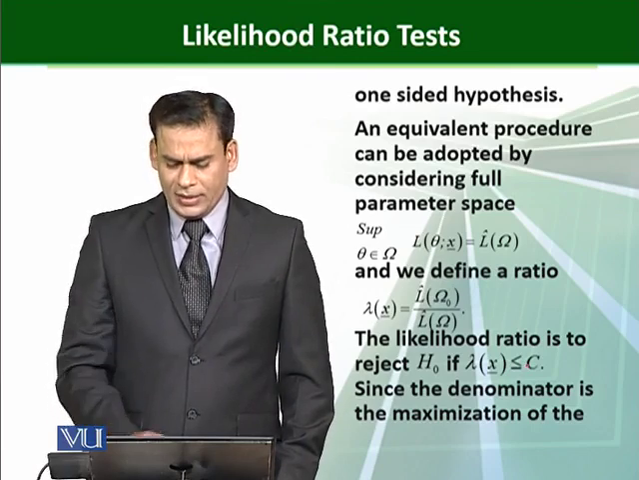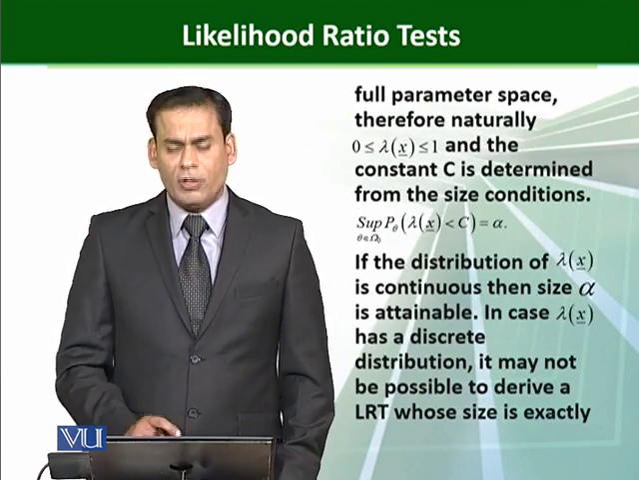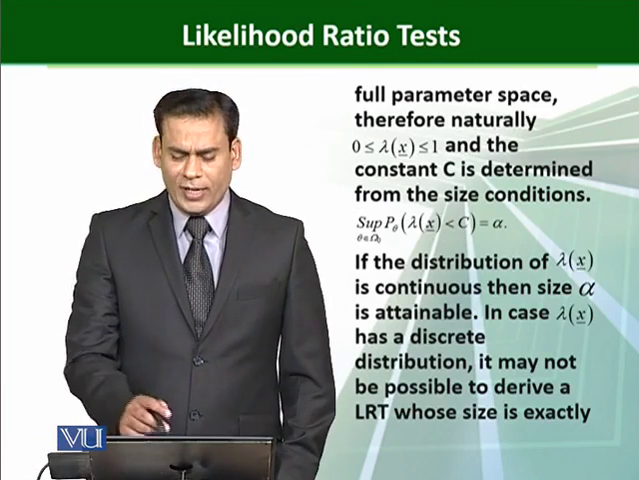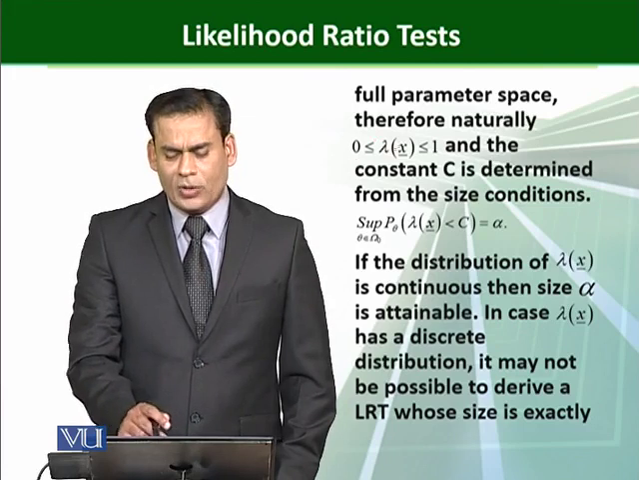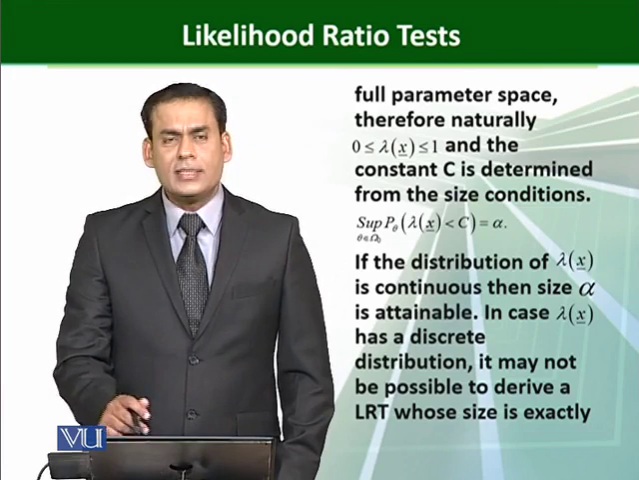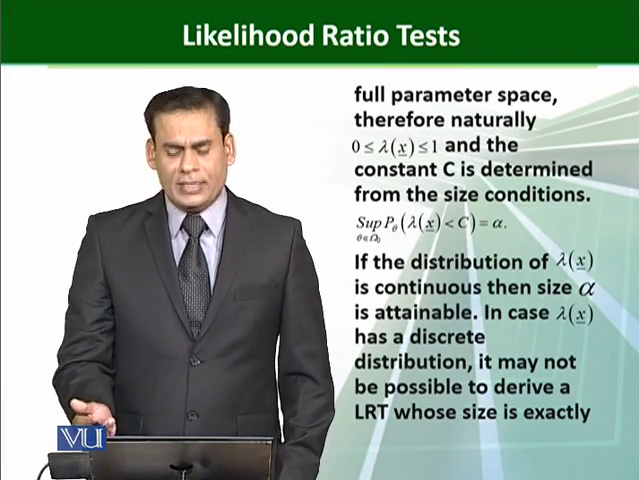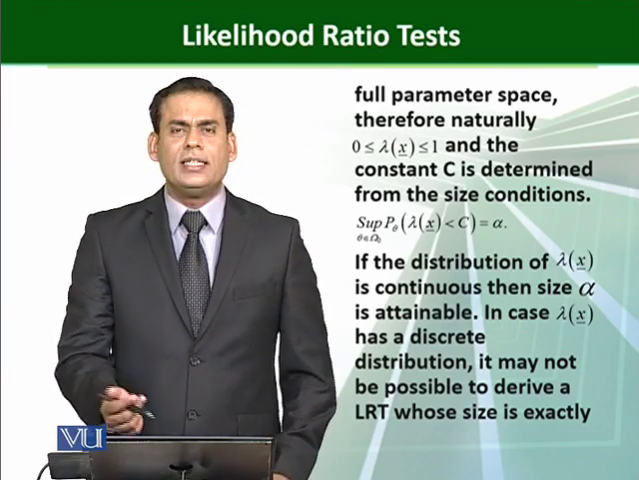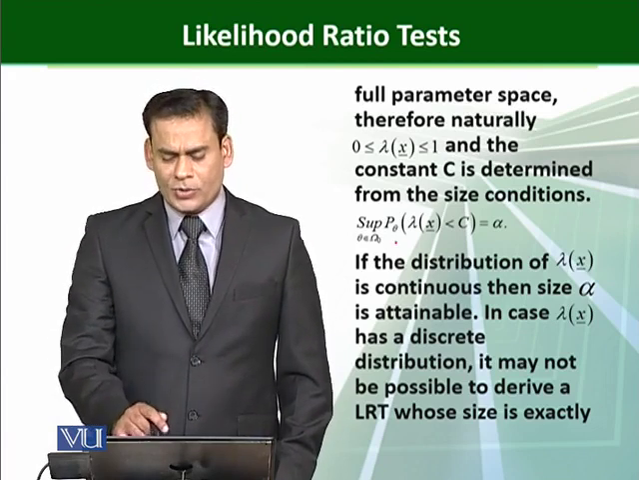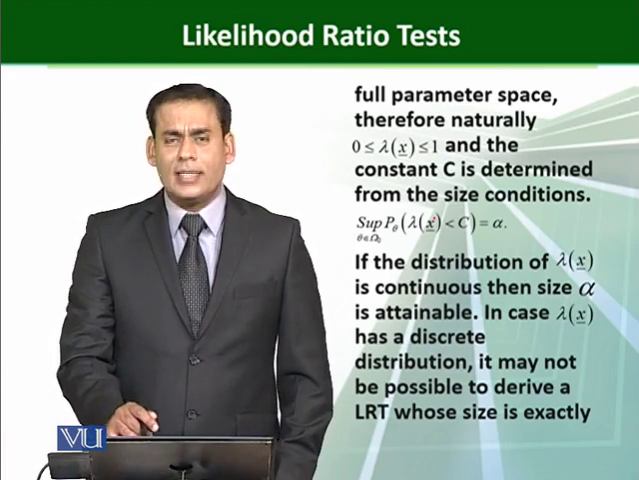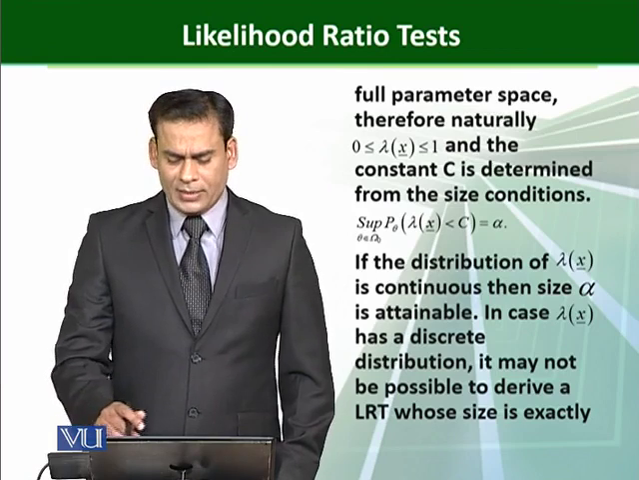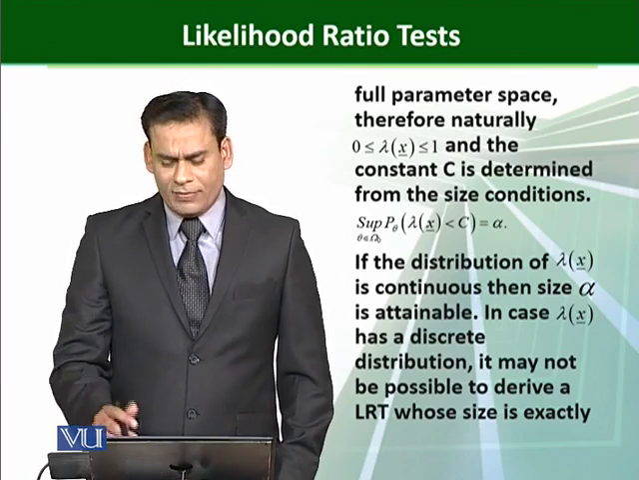Since the denominator is the maximization over the full parameter space, as I just explained, naturally we find this range of lambda(x): 0 is less than or equal to lambda(x), which is less than or equal to 1. And the constant c is determined from the size condition. So what is the size condition? The size condition can be written as the probability under the null hypothesis that lambda(x) is less than c is equal to alpha. If the distribution of lambda(x) is continuous, then the size alpha is attainable.